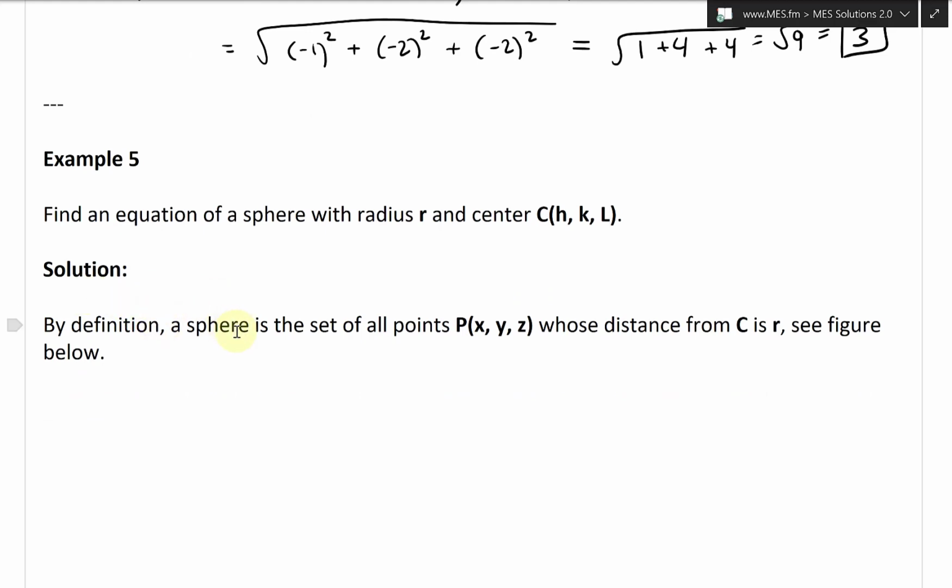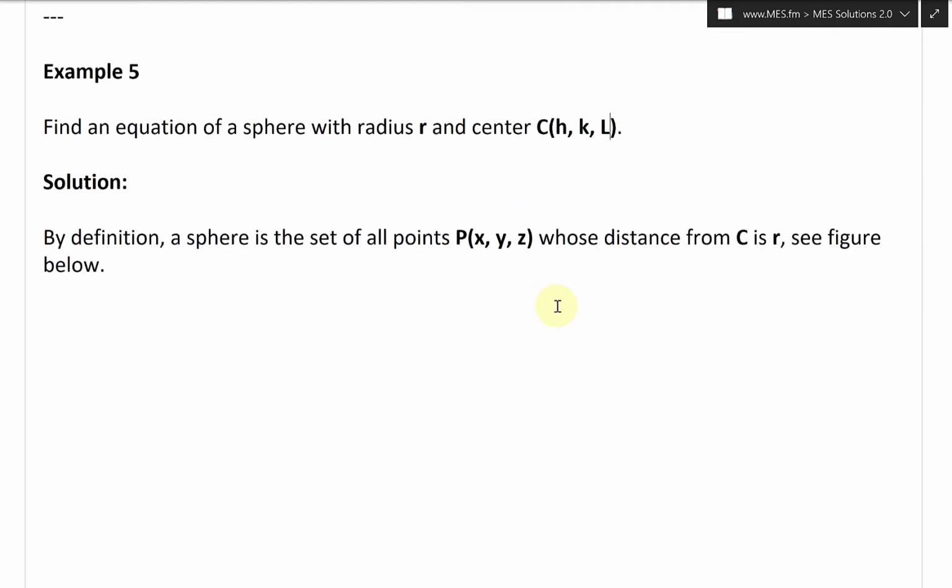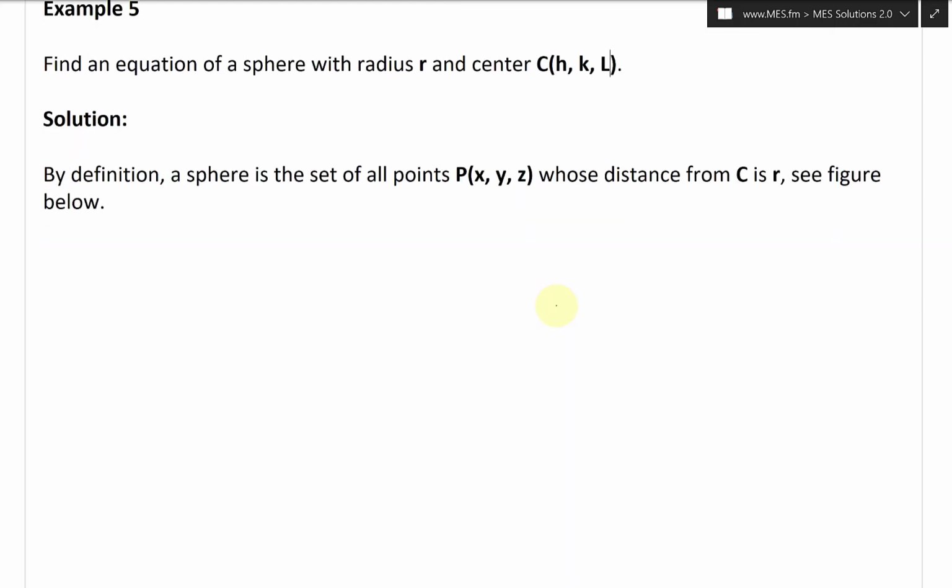So solution. By definition, a sphere is the set of all points P(x, y, z) whose distance from C is r. And you can see the figure below. So let's just draw this in 3D.